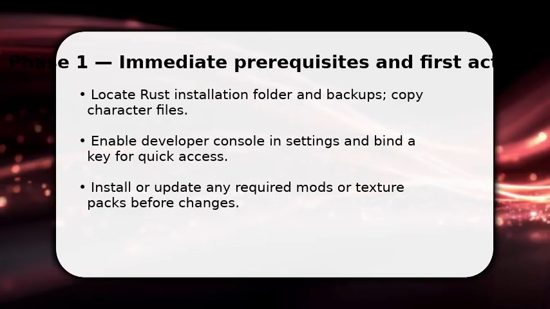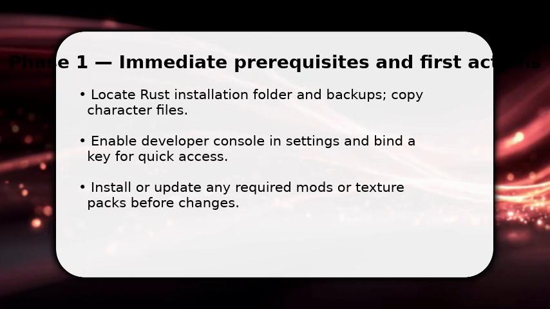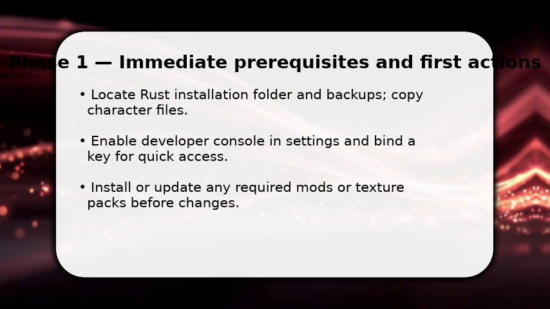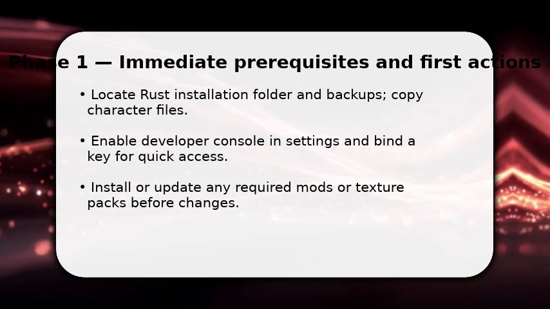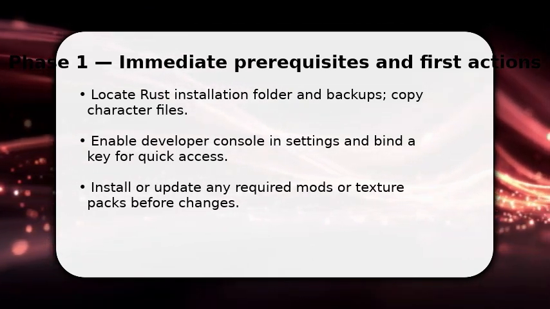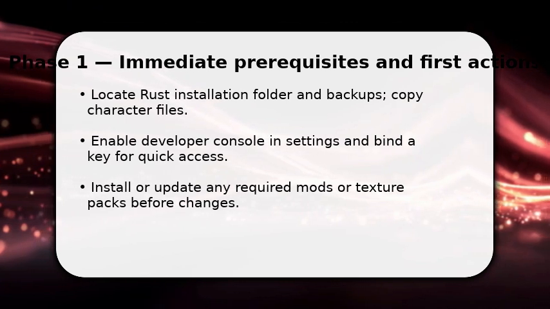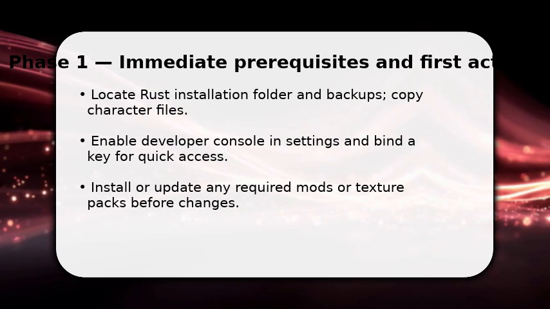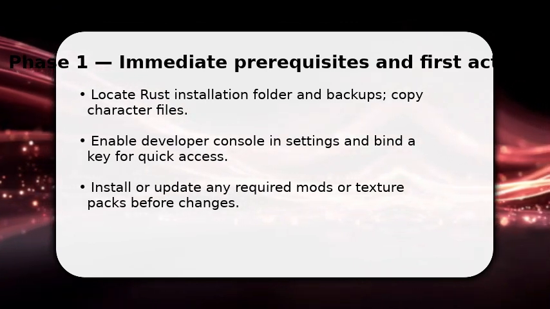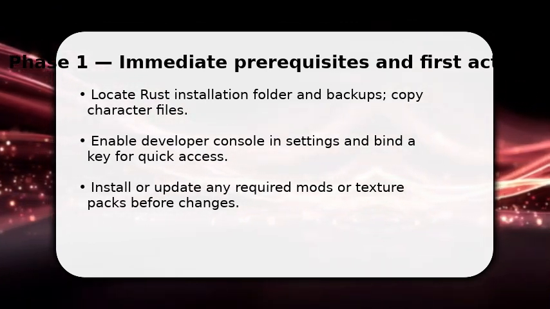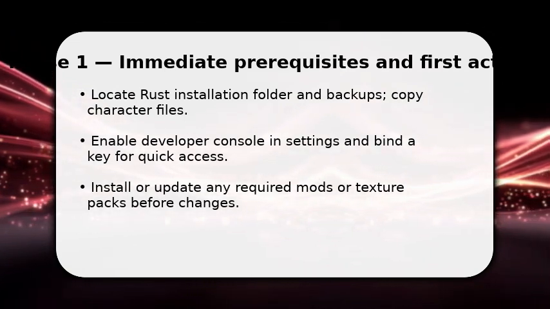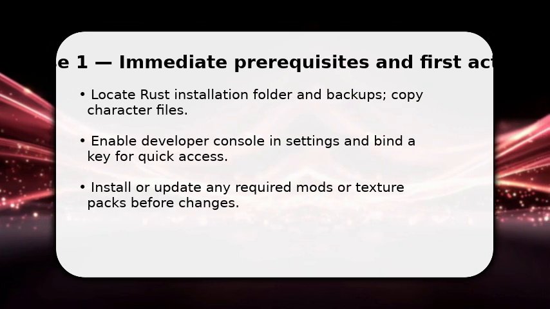You start by gathering essentials. Find your Rust install folder and back up the character model files. That protects progress. Once done, enable the developer console in settings and bind a convenient key because you will use it repeatedly. Make sure to install or update any mods, skins, or texture packs that will interact with the model so you avoid conflicts.